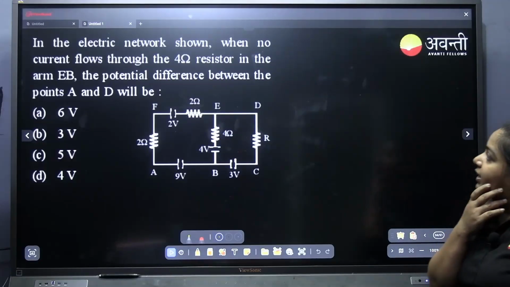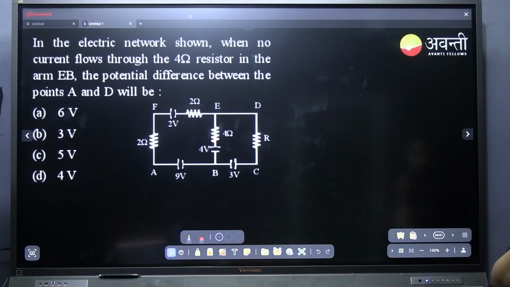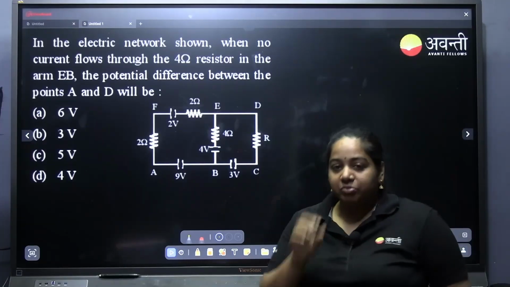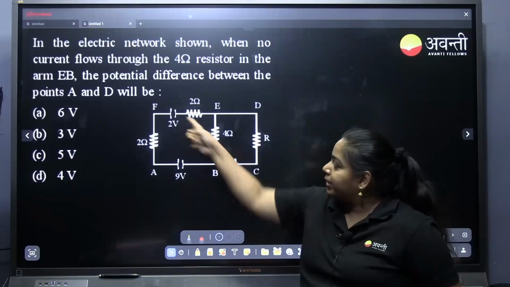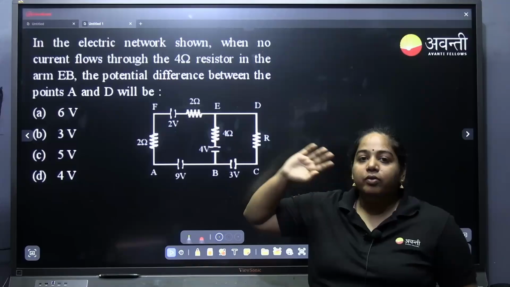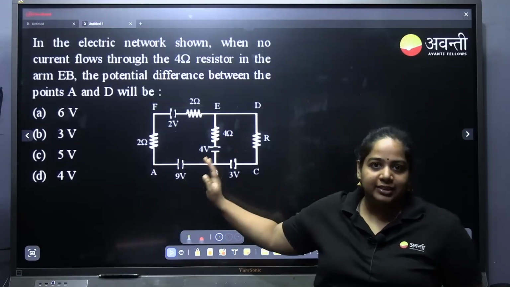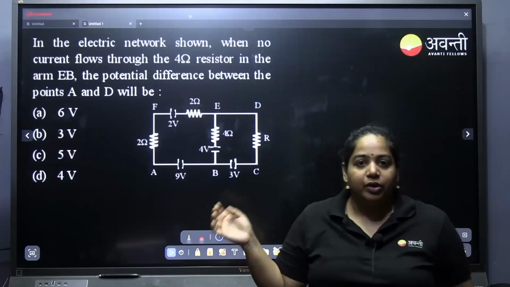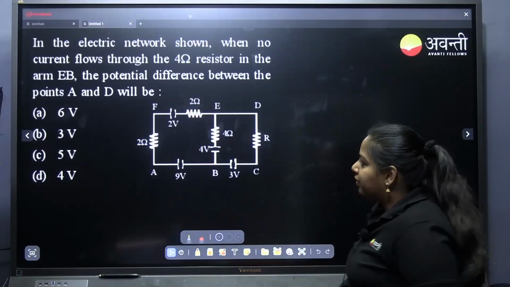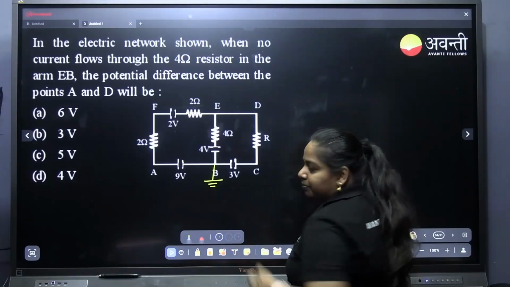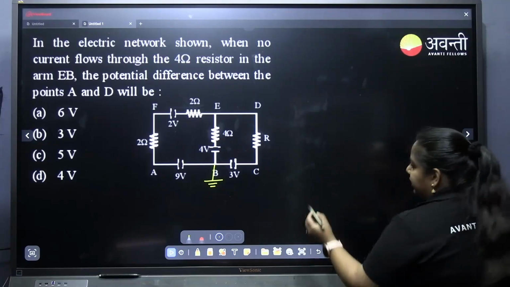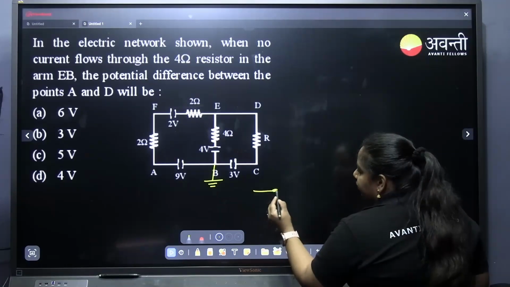Next one. In the electric network shown, there is no current flowing through the 4 ohm resistor in the arm EB. Find the potential difference between points A and D. There is one particular method for solving questions like this. Multiple cells are there, so we would have to apply KVL or KCL, but that takes more time. So what we will do is ground this place, since this is also negative, this also negative.